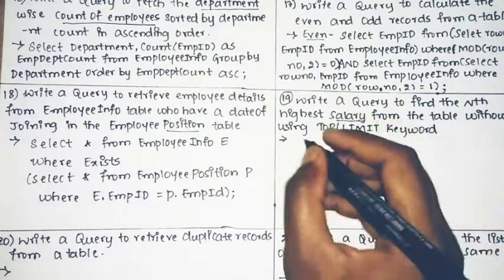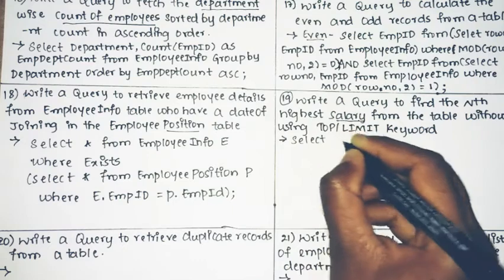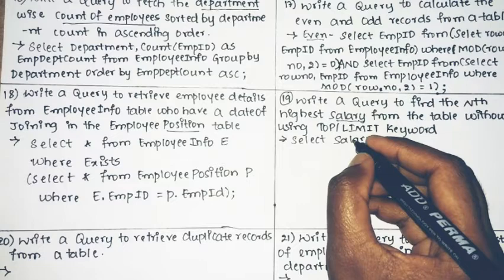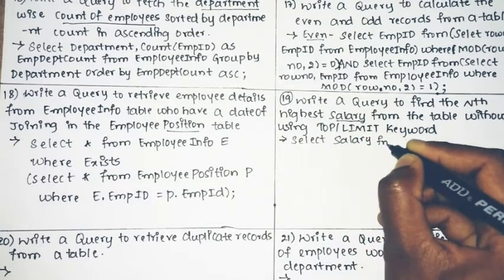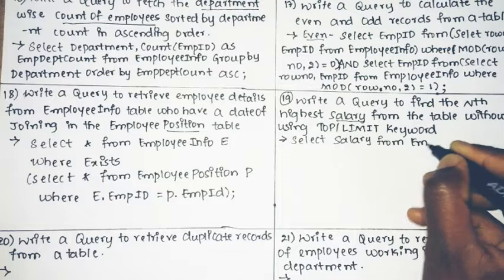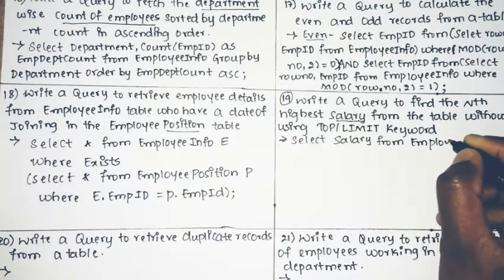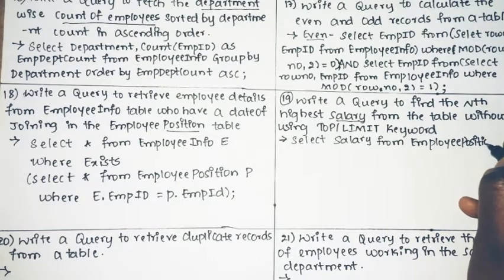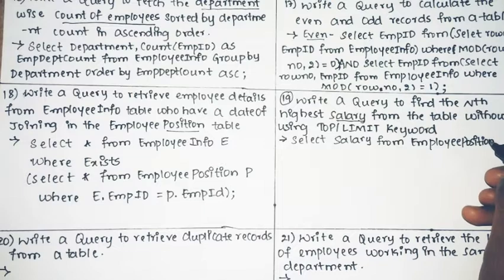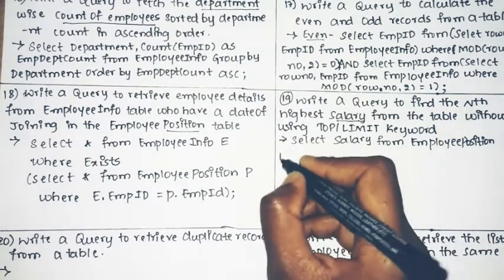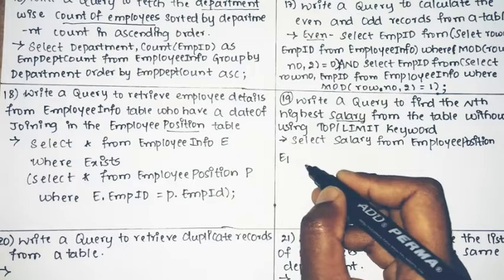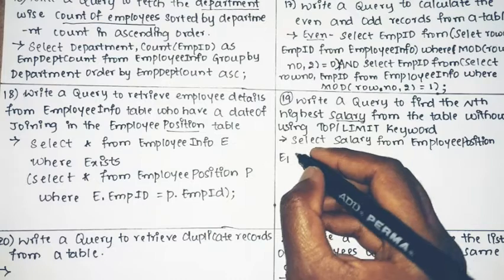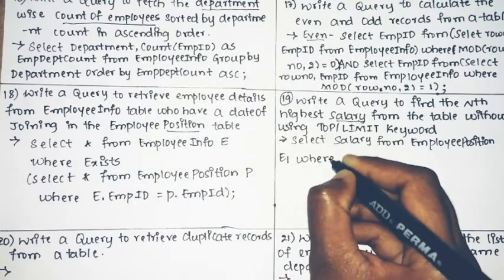So we need the highest salary. For that purpose, what you need is select salary. Then you need to specify that the salary is included in the employee position table. So select salary from employee position E1. Consider that you need to use an alias in order to match it. So select salary from employee position E1 where you need the nth record.